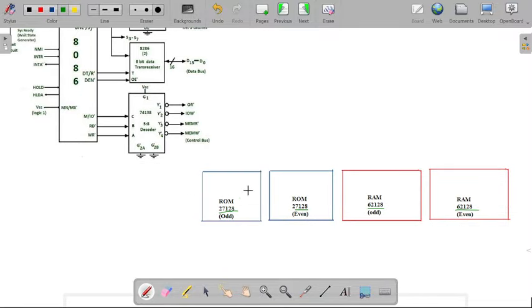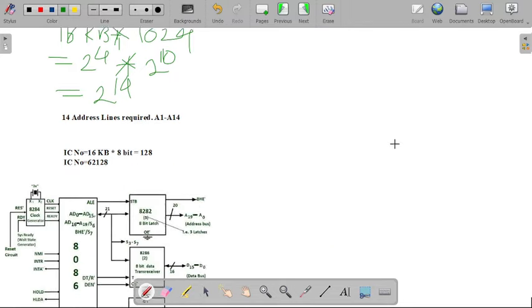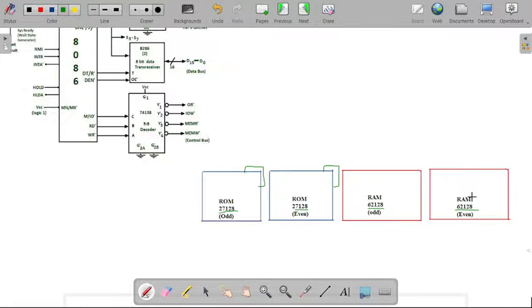So I'm writing here ROM and I'm drawing this symbol here so that my even and odd sets will become 2 plus 2 is equal to 4 sets. 4 chips will be available in our ROM structure. In case of the RAM structure, you can identify that one set of even and odd will be required. So we already have that one set, that is for RAM odd structure and RAM even structure. So there is no need to draw the symbol for our RAM structure.